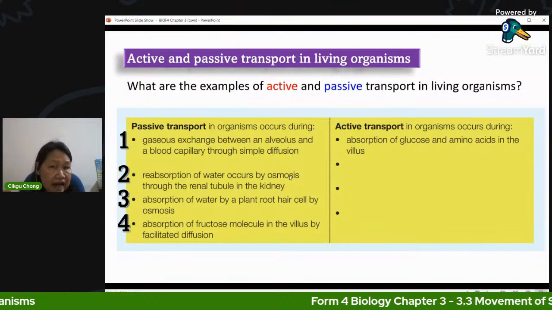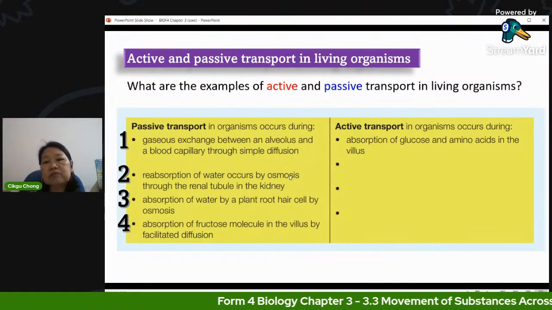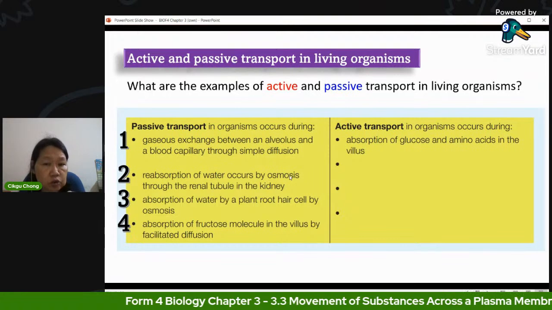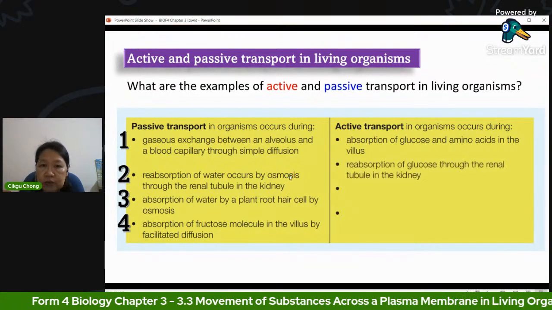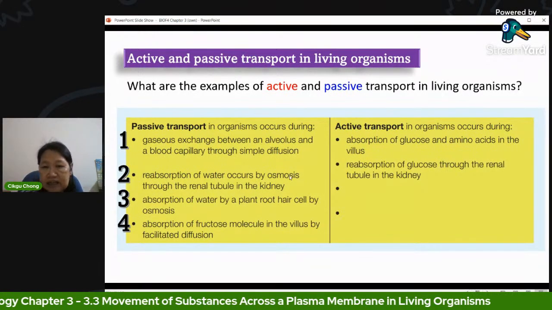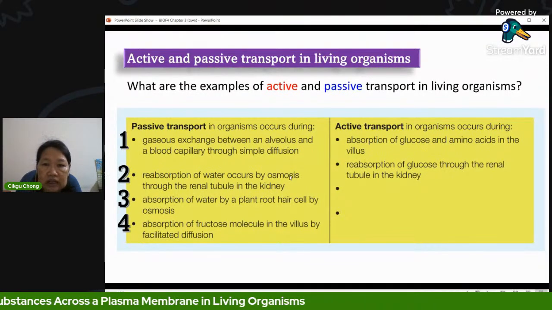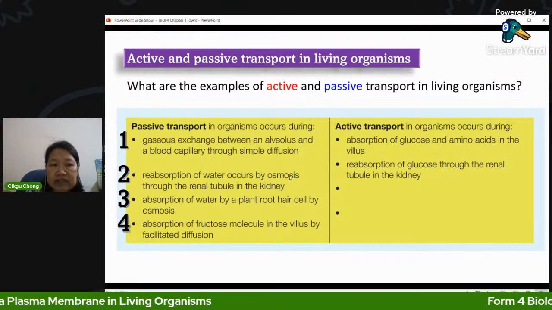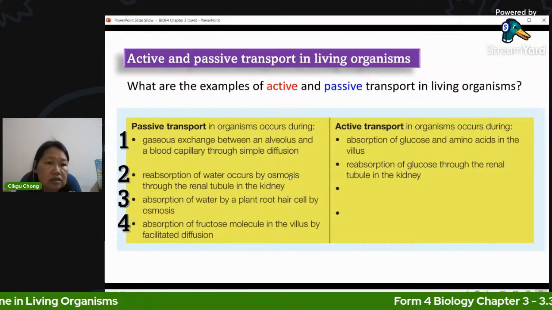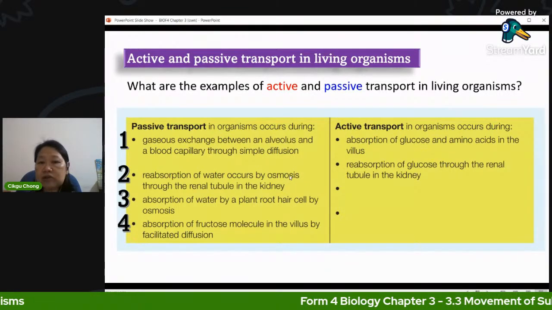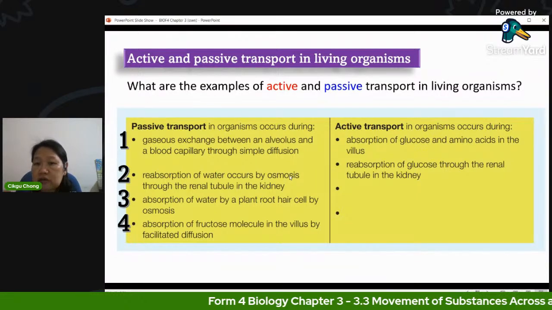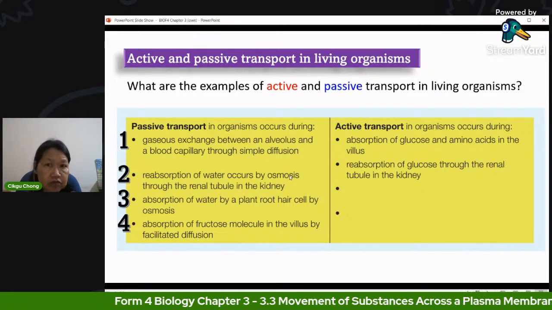From A is less, B is more, but it's still able to bring it inside because it's using energy to do it. Okay, so next one, the absorption of glucose. Now this is not water. If you notice, you compare with the other side. Just now we mentioned on the left hand side, reabsorption of water by osmosis. But this one, reabsorption of glucose. Glucose is also against concentration gradient.